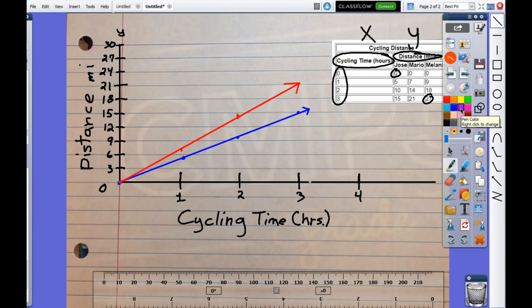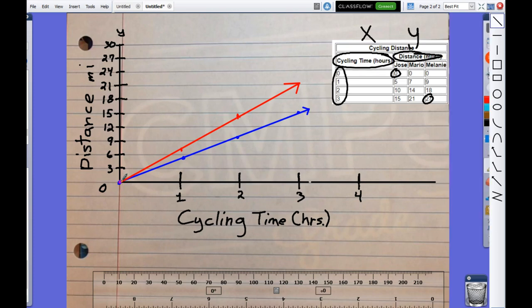Melanie, let's go ahead and put Melanie in purple. Melanie, like everyone else, is going to start off at 0, 0. After 1 hour, she is going to have traveled 9 miles. After 2 hours, she's going to have traveled 18 miles. And after 3 hours, she's going to have traveled 27 miles.